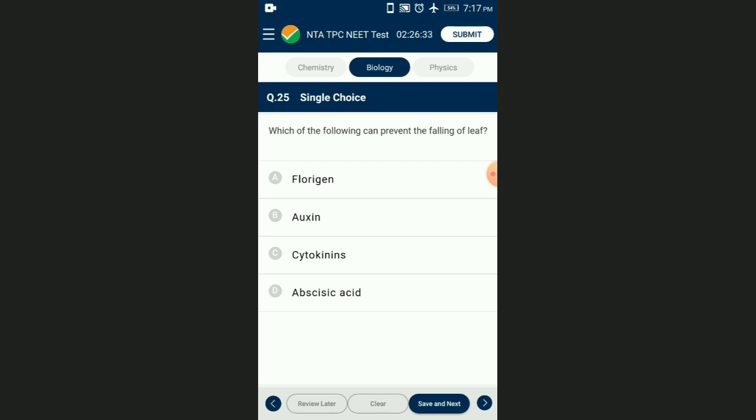Auxin prevents abscission. So the answer for this question is option B. Auxin can prevent the falling of leaf.